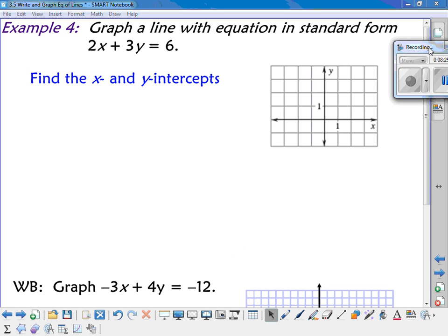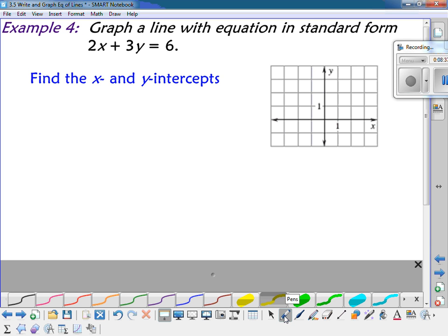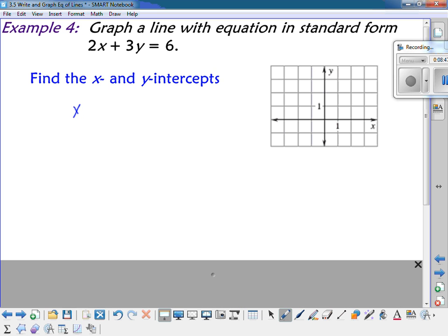All right, next thing we're going to look at is graphing a line when the equation is in standard form. So we've got 2x plus 3y equals 6. So the easiest way to do these, you could rearrange it, get the y alone, and use y equals mx plus b. But when they give you nice even integers that divide evenly, this is going to be a lot quicker if you make yourself a little table to find the x and y intercepts.